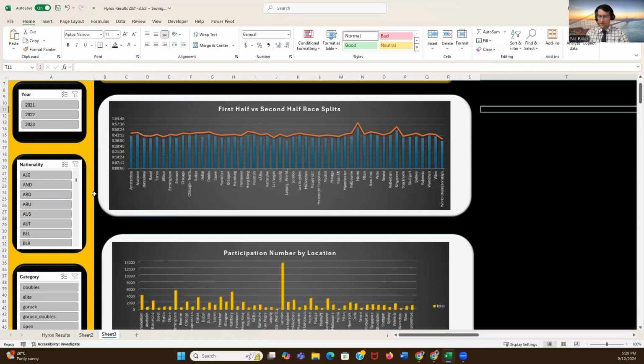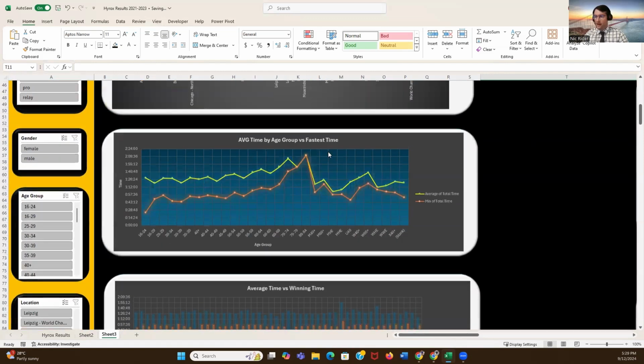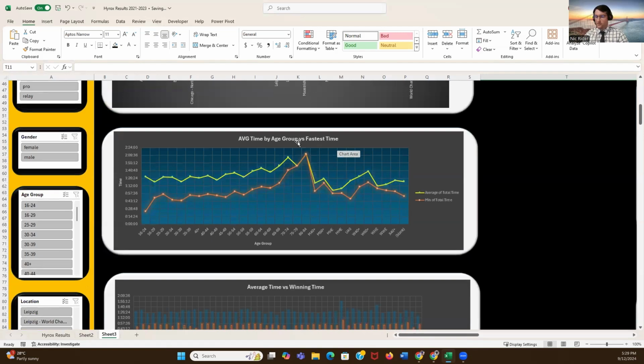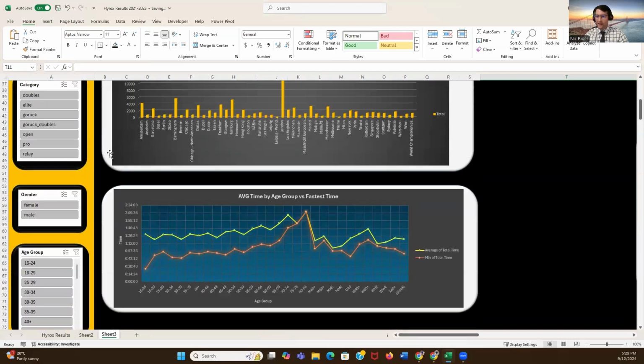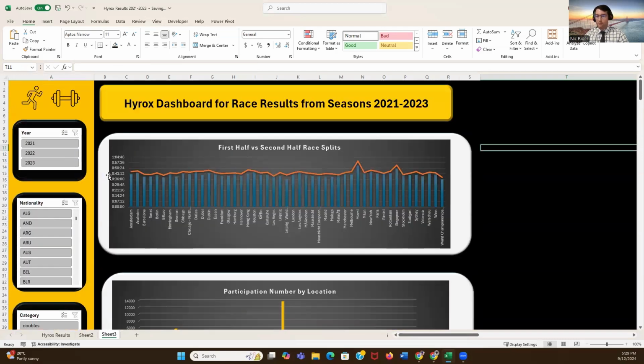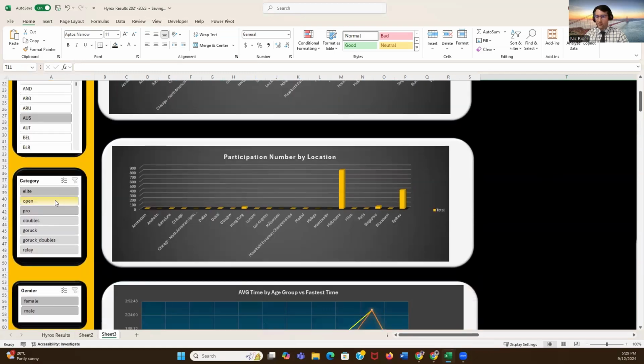So next one I'm going to look at is the average time by age group versus the fastest time. This one is a little bit more interesting, I guess, because if you're looking to have a go at Hyrox, you want to know what the average time is per age group versus the winning time within a particular age group. I'm just going to start off on open because presumably that's where most people go, and we'll go 23 because that's the most recent. And I come from Australia, so we'll go Australia here just to narrow it down a little bit more.